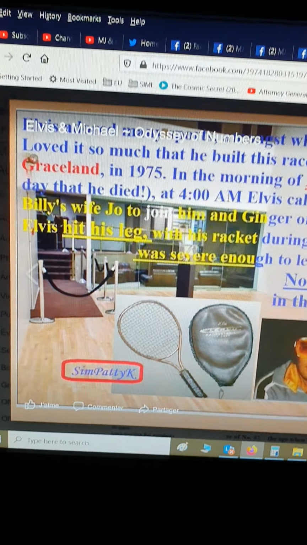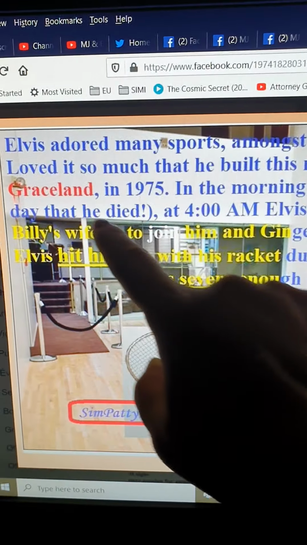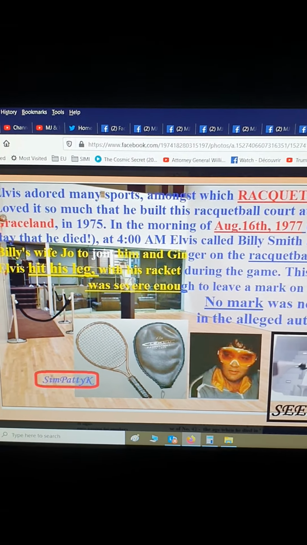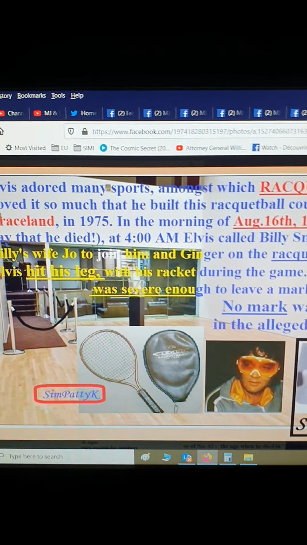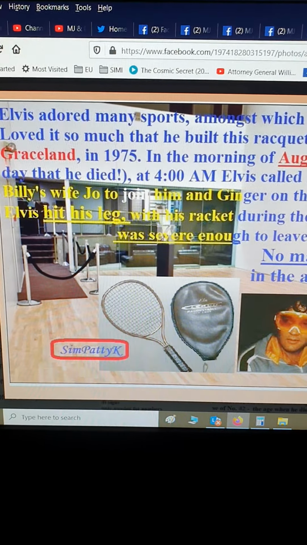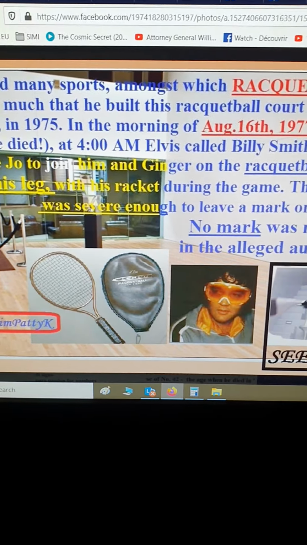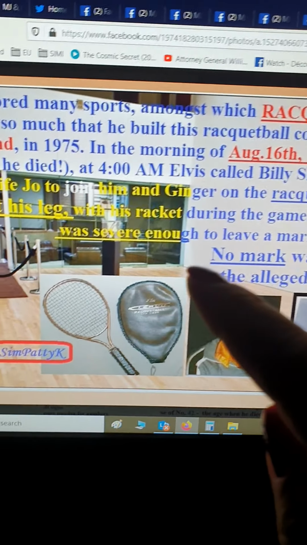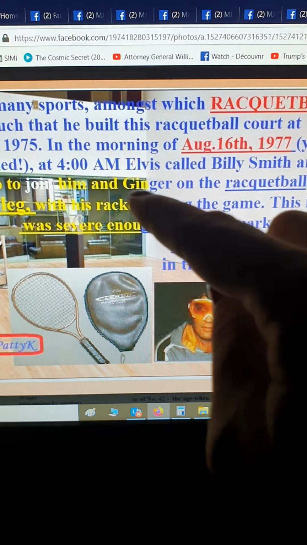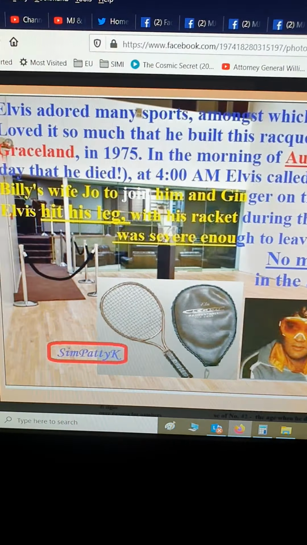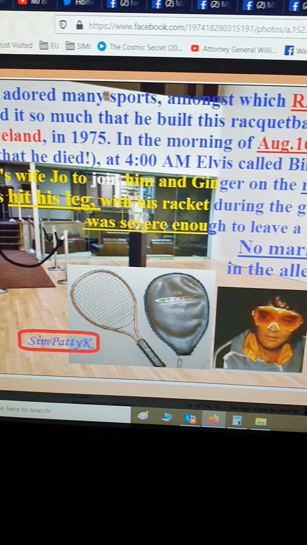Now another crazy coincidence. Okay, so I will let you read. So in the morning of August 16, 1977, yes, the day that he died, at 4 a.m., Elvis called Billy Smith and Billy's wife, Jo, to join him and Ginger, his last girlfriend, on the racquetball court at Graceland. During this racquetball game, Elvis hit his leg with his racket.